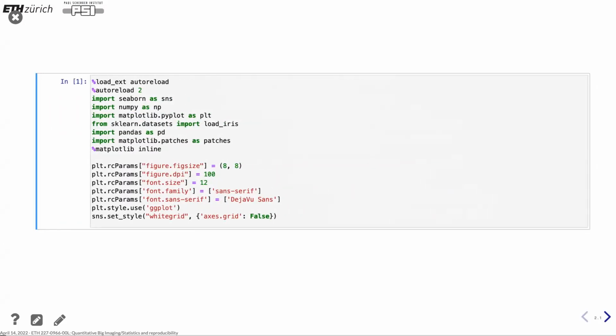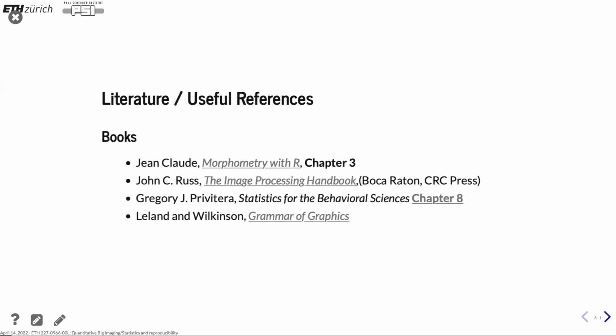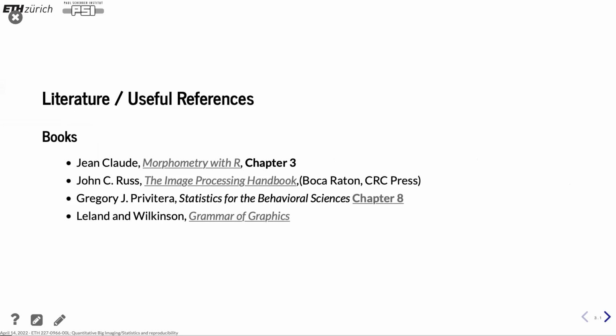So first I need to load again some modules. That should be okay, I hope. Yeah, it's done. So again, we have some books that you can look at. The first two are two old known ones. Then additionally, there is an overview chapter about statistics and hypothesis testing. And the last one is more about how to present your results graphically, visualize it in plots and different ways.